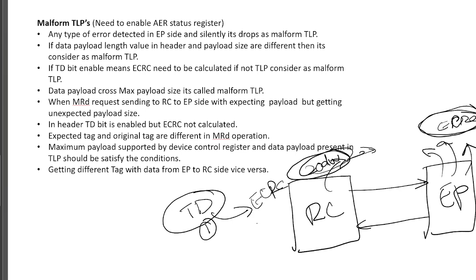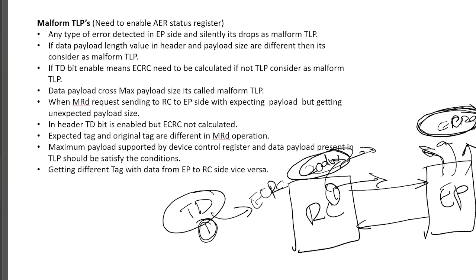Let's take a scenario on the transmitter side where you give the TD bit as 1 in the header. That TLP is sent from RC to EP side. If the EP side has not calculated the ECRC, due to some issue, it will automatically be considered an ECRC error.